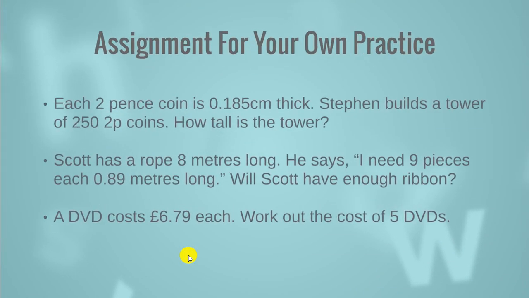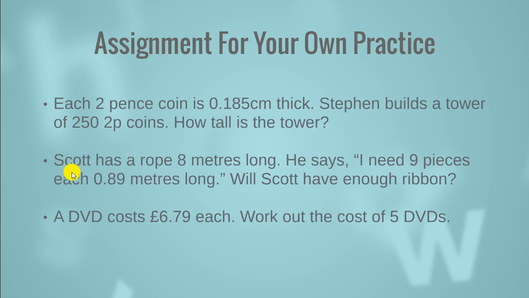Here is an assignment for your own practice. We have a question. Each 2 pence coin is 0.185 centimeter thick. Stephen builds a tower of 252 penny coins. How tall is the tower? As a single 2 pence coin is 0.185 centimeters thick, to find the thickness of 250 2 pence coins, you need to multiply 250 with 0.185 centimeter, and you will get your respective answer, and you will come to know how tall the tower is.